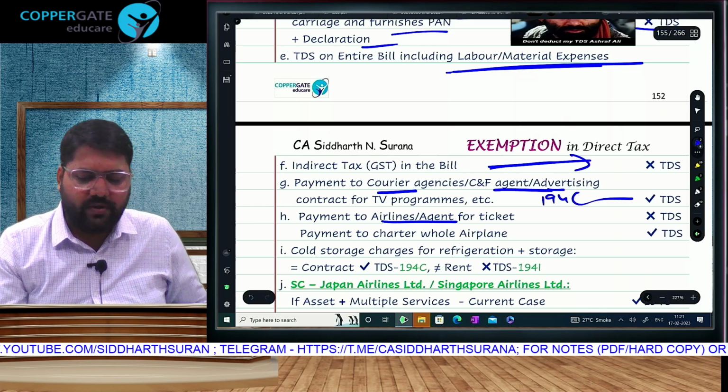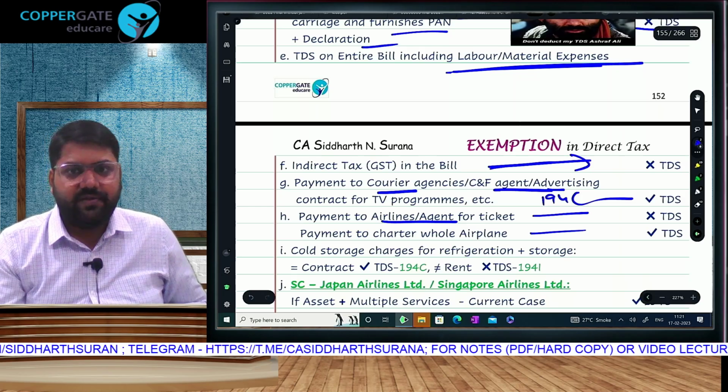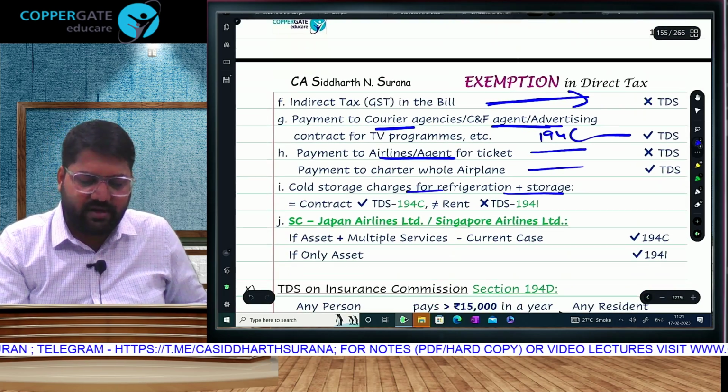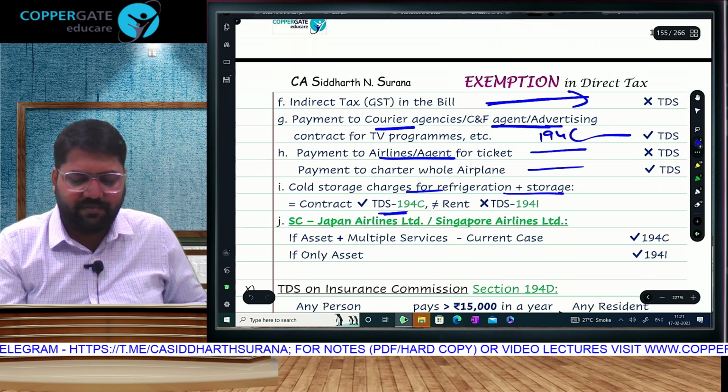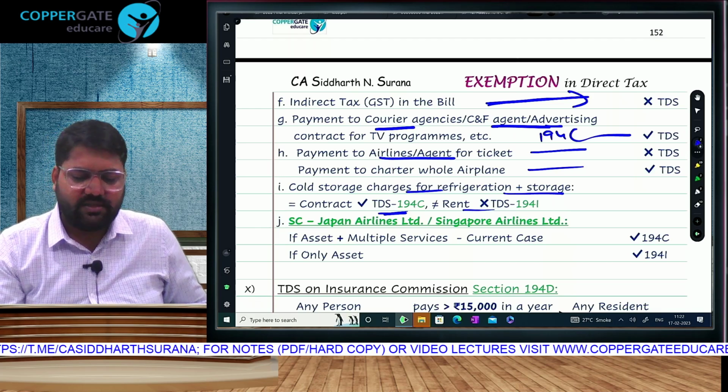If you are making payment to airlines for a single ticket, there will be no TDS. But if you are chartering the full thing, then obviously there is going to be TDS. If you are paying cold storage charges or any such storage charges, its TDS will also come in contractor, not under the rent section, because it is like a service provided.